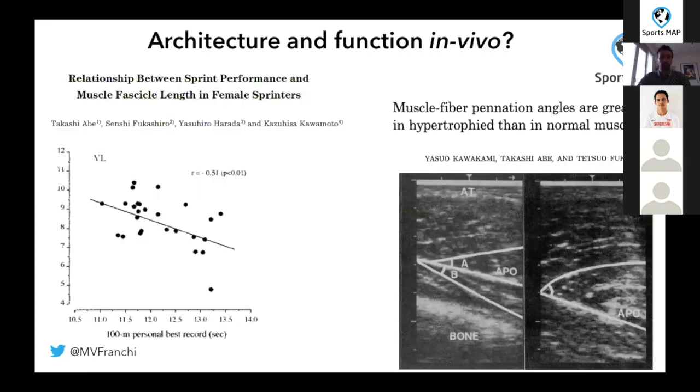So now we talked about the adaptations, we talked about what muscle architecture is, but we need to understand what architecture means in relation to the function in vivo. There is not much evidence around.